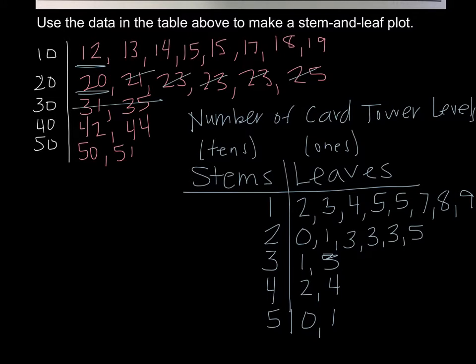And then lastly, we need to make sure we have a key, just in case anybody who reads this is like, what is this trying to say? We have a little key that says 1, 5 equals 15. Really, we should write 1, 5 means 15.